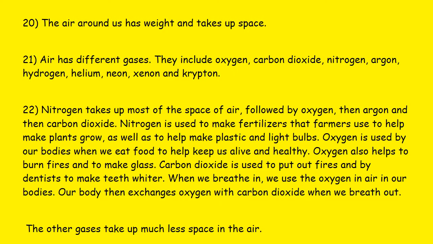Nitrogen is used to make fertilizers that farmers use to help make plants grow. So farmers can use nitrogen to put on plants and make the plant grow bigger and faster, right? Nitrogen can also be used to help make plastic and light bulbs. Also argon can be used to help make light bulbs. A few gases help to make light bulbs, depending on the type of bulb that you want. Some bulbs give white light, and some use less energy and things like that. Okay.